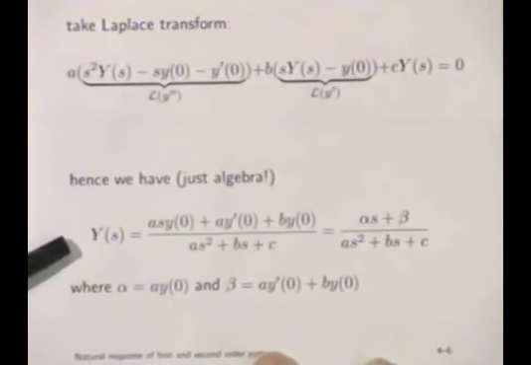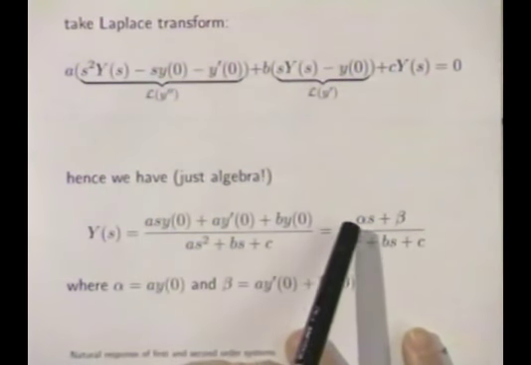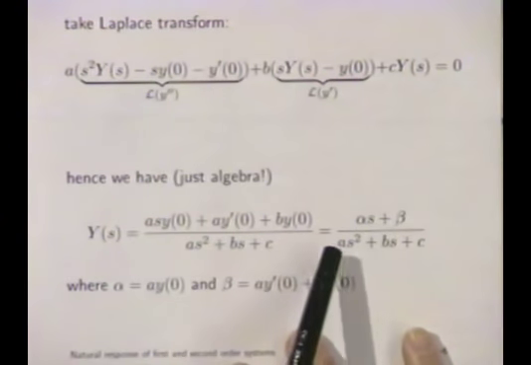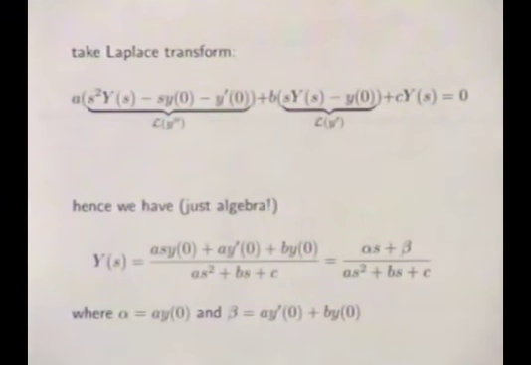Oh well. All right. So we end up with the Laplace transform looking like alpha s plus beta over A s squared plus B s plus C. Okay. Well, in a sense, we're done. Since we have this formula for the inverse Laplace transform, we've just solved every second-order differential equation.